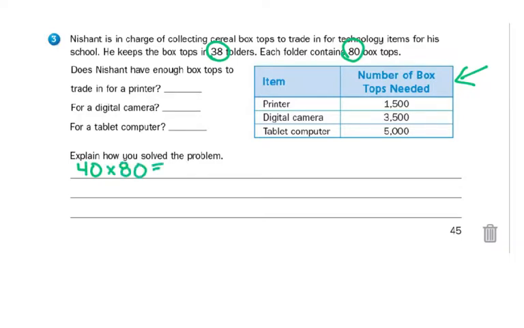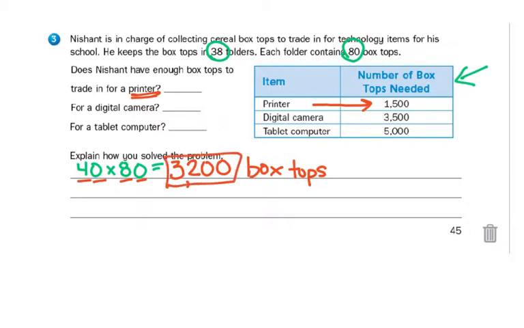So let's use our extended facts. 4 times 8 is 32 with 1, 2 zeros behind it. So he has approximately 3,200 box tops. So let's see, does Nishant have enough box tops to trade for a printer? Here's a printer. He needs 1,500. Does he have enough? Yes, he does. He can buy a printer or trade it in for a printer.